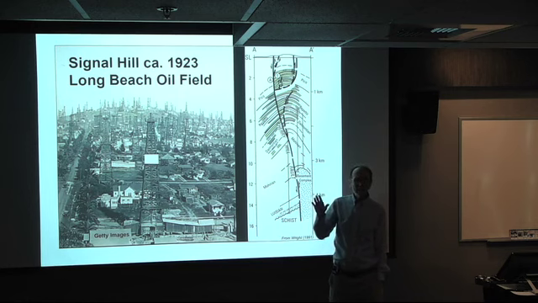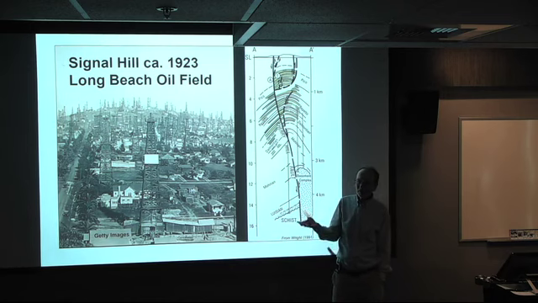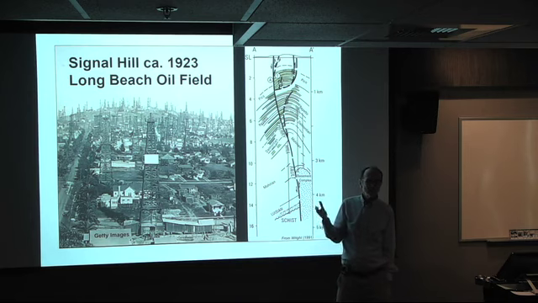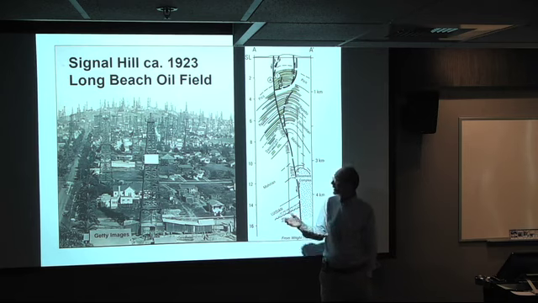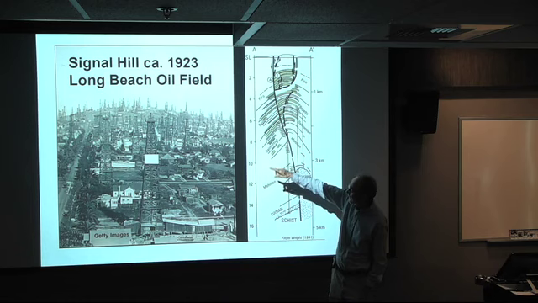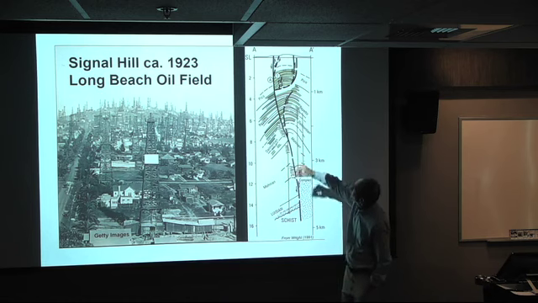All that was about LA and surrounding areas back in the 1930s, 1920s. It was a Wild West town. So the roots of LA and Orange County were very much in the oil industry. And this is showing what Signal Hill looked like, I don't know what, 1923.